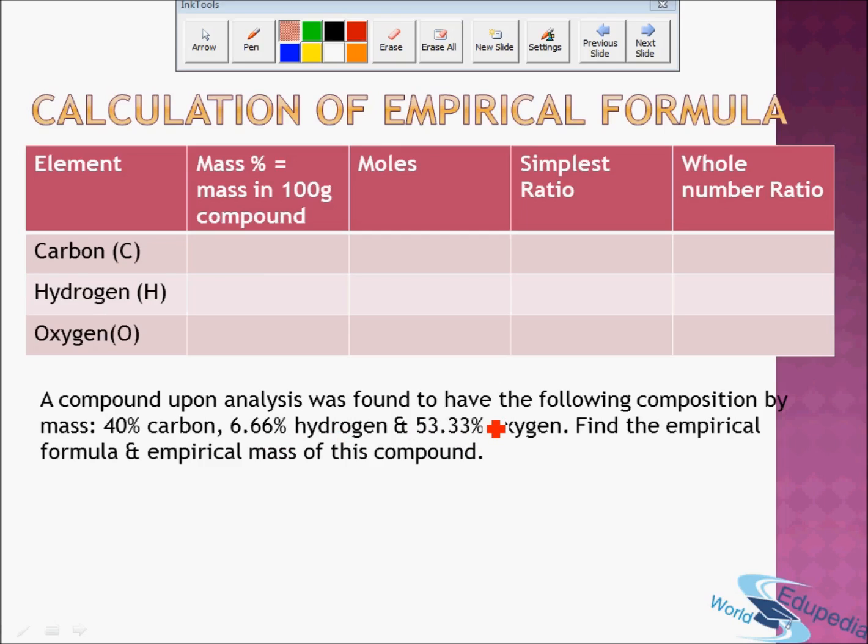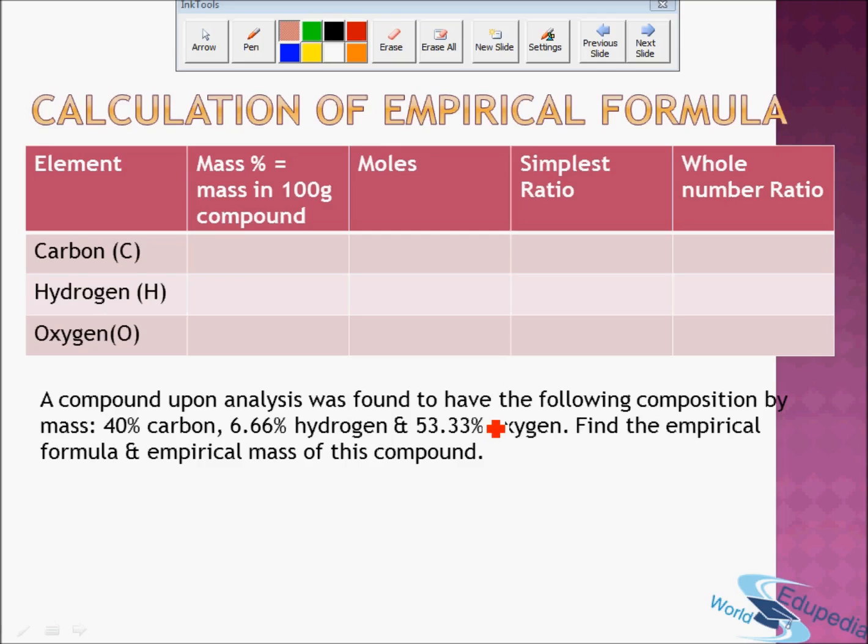Whenever you have been given percentages, it is always easier to assume the total mass to be 100 gram. Let's assume the sample of compound that I have with me is 100 gram. Now since carbon's mass in the compound is 40%, then 40% of 100 gram will obviously be 40 grams. Similarly, hydrogen's percentage in the compound is 6.66%. Hence, the mass of hydrogen in 100 gram compound will be 6.66 gram. And similarly for oxygen, it will be 53.33 gram.